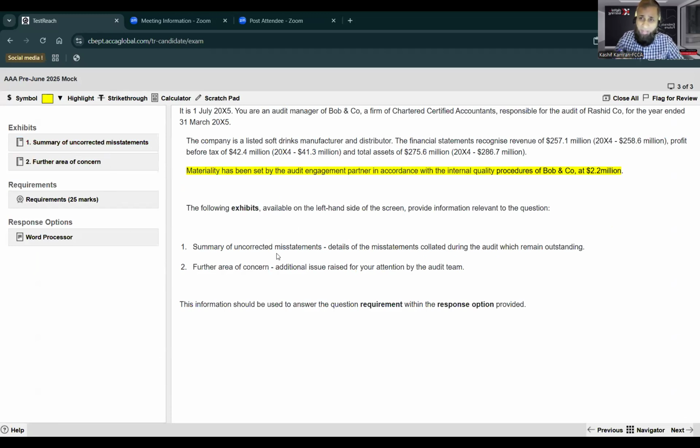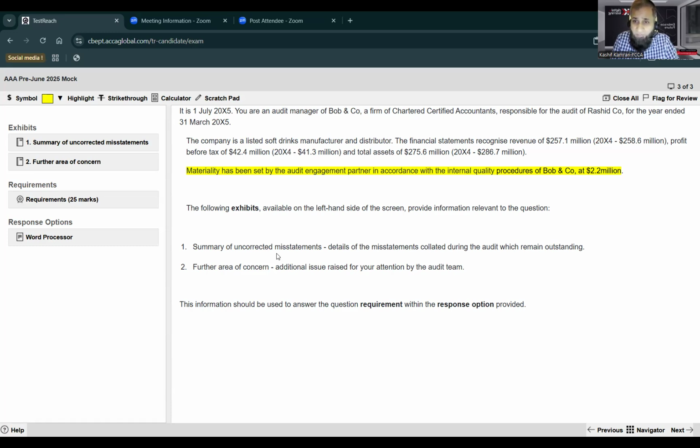Okay, now this was a typical question on syllabus area E. That is one mandatory question in section B. One of the questions has to be from syllabus area E, completion and reporting, and this was exactly the case. Now, first of all, this question was telling us it's the 1st of July. You are a manager of Bob, a firm of chartered certified accountants, responsible for the audit of Rashid Company for the year ended 31st of March. The company is a listed soft drink manufacturer and distributor.